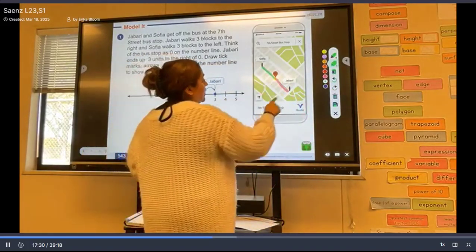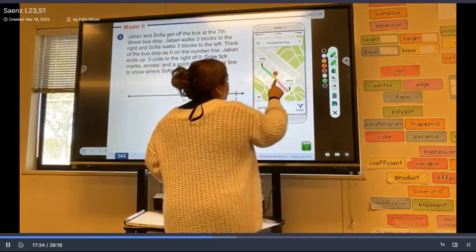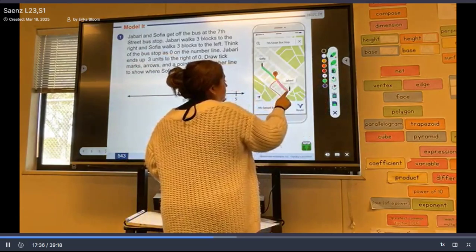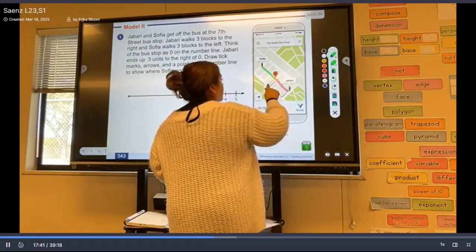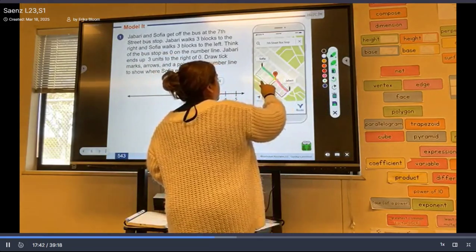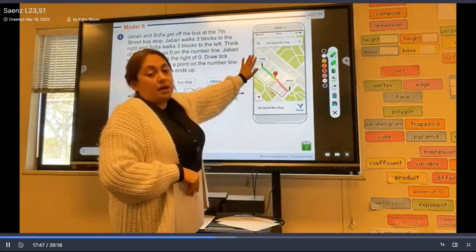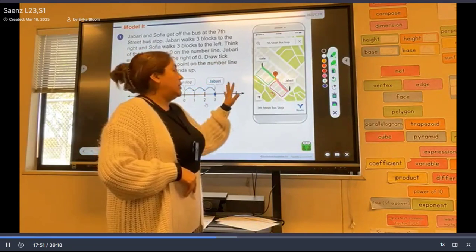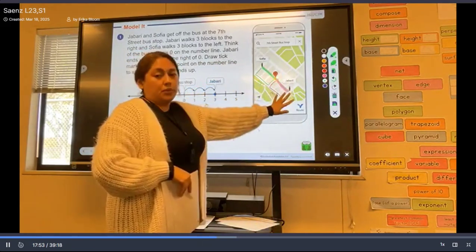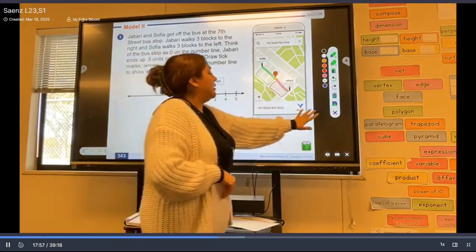And because they went the same distance, we could tell that the distance between Jabari and 0 is 3, and it's the same for Sophia, 3. In other words, you cannot place Sophia at 5 blocks away, because then it wouldn't be the opposite distance of Jabari.